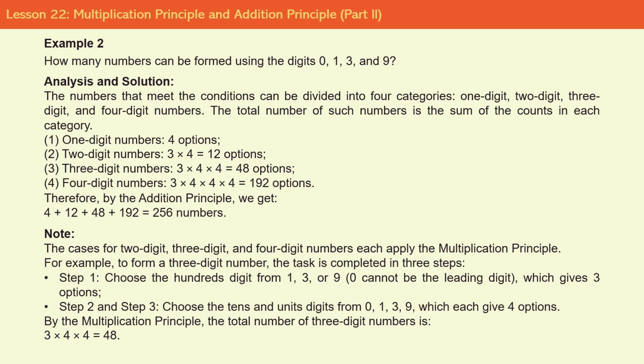The cases for 2-digit, 3-digit, and 4-digit numbers each apply the multiplication principle. For example, to form a 3-digit number, the task is completed in 3 steps. Step 1. Choose the hundreds digit from 1, 3, or 9. 0 cannot be the leading digit, which gives 3 options. Step 2 and Step 3. Choose the tens and units digits from 0, 1, 3, 9, which each give 4 options. By the multiplication principle, the total number of 3-digit numbers is 3 times 4 times 4 equals 48.